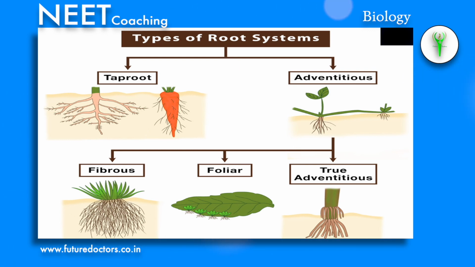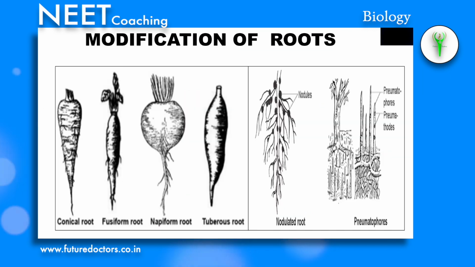Example, Triticum vulgare, Oryza sativa and Allium cepa. And the next is foliar roots. These roots develop from the leaf. Example, Pogostemon and rubber plant. True adventitious roots. These roots develop from the nodes and internodes of the stem.